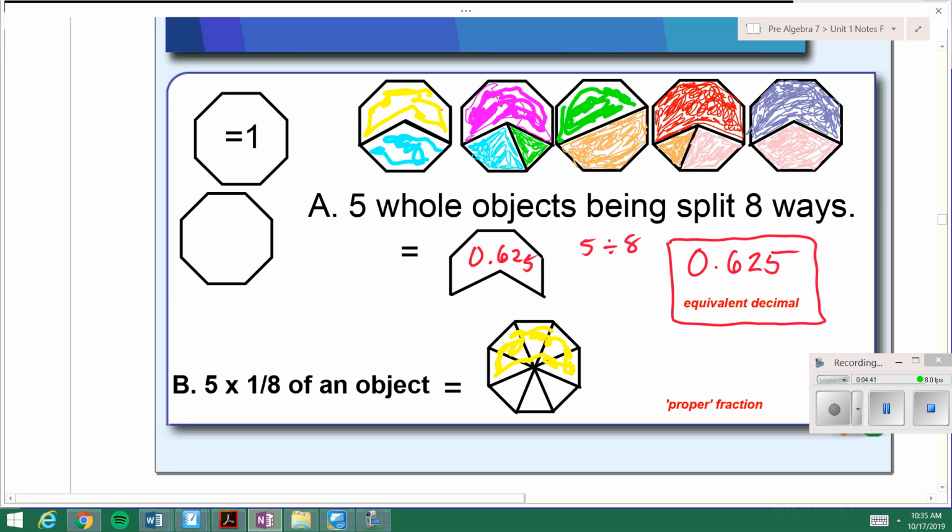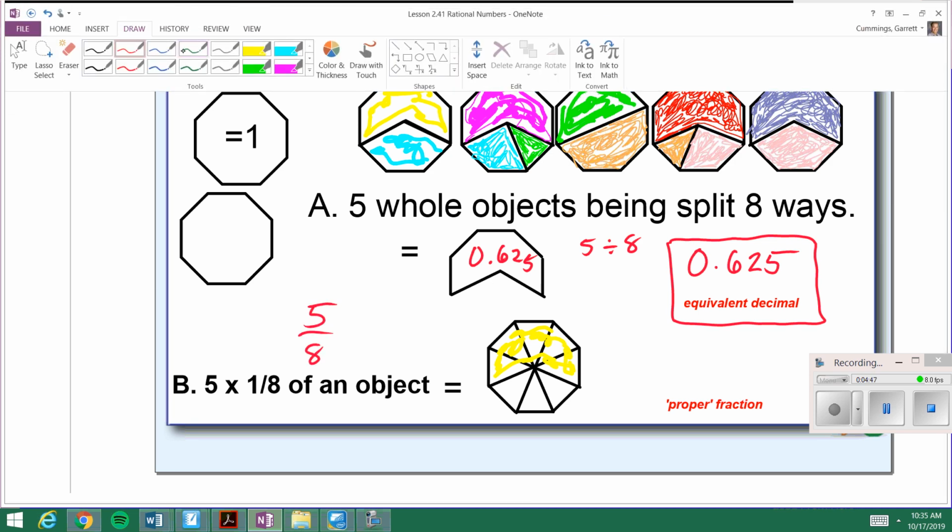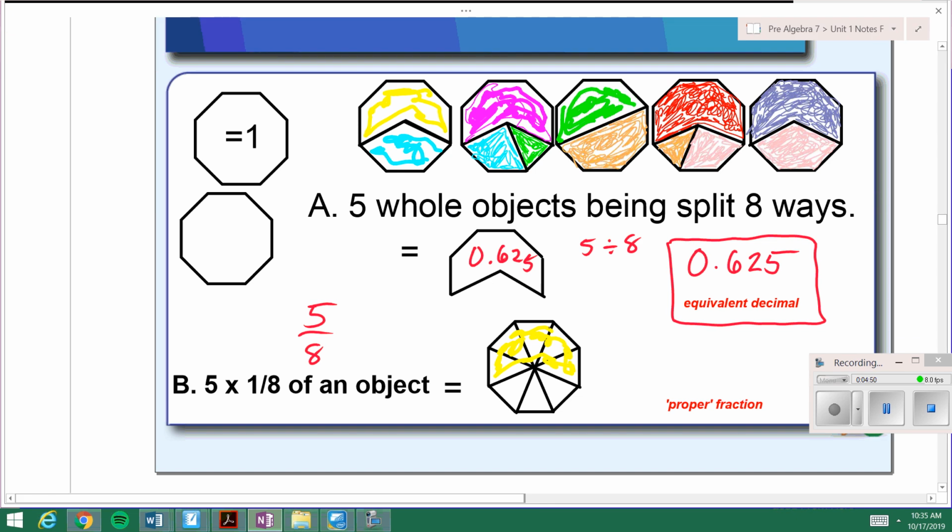But you could also think about the fraction 5/8 as being, okay, you've got a pizza that is cut into eighths, that is cut into 8 slices. So now these are octagonal pizzas, of course.